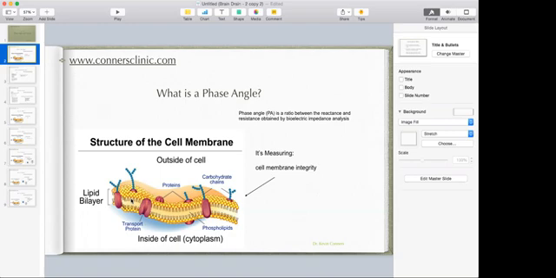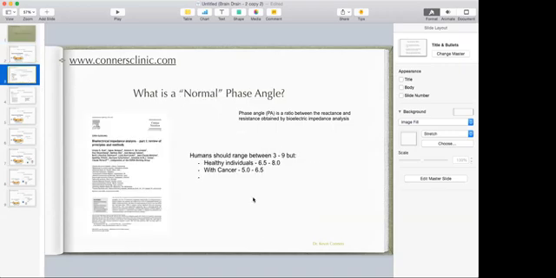We want to measure the cell membrane integrity. It's not measuring any specific organ, it's just measuring a general cell membrane integrity. That's what a phase angle is. So it doesn't make a difference what type of cancer, what type of disease you have. It's just giving us a number. So that's what we're measuring with this number.